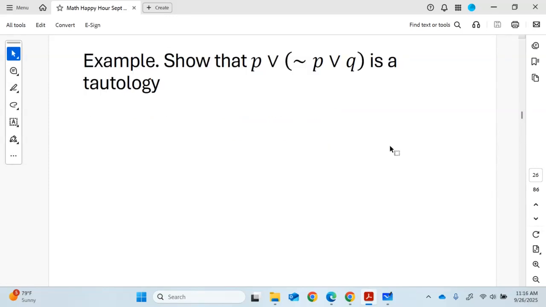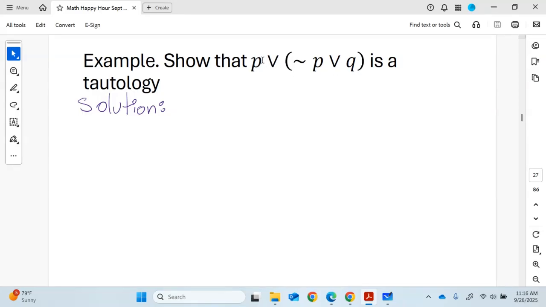An example would be the following. It says, show that P or (not P or Q) is a tautology. So I'm expecting to get all trues in the last column. Now this one, I actually created the table in here. To answer this, in order for me to know that it's a tautology, I need to do the truth table. First of all, I notice the amount of variables.